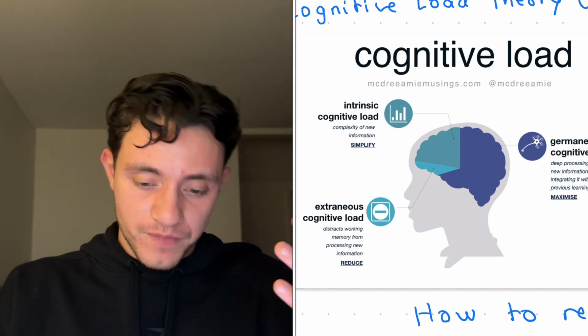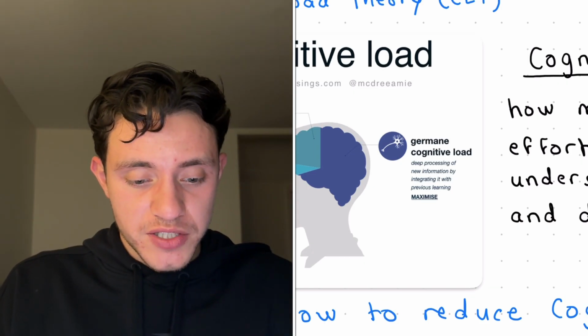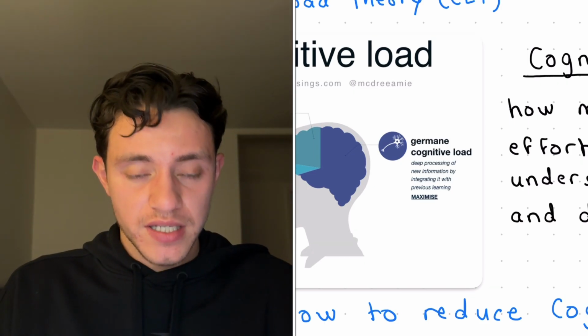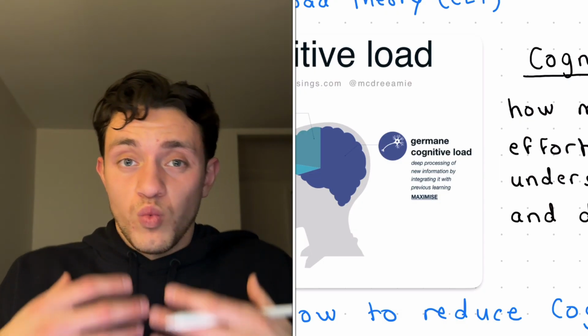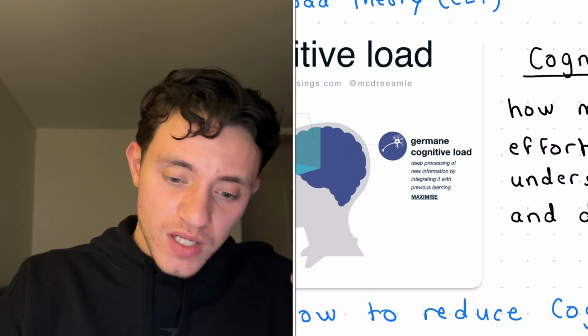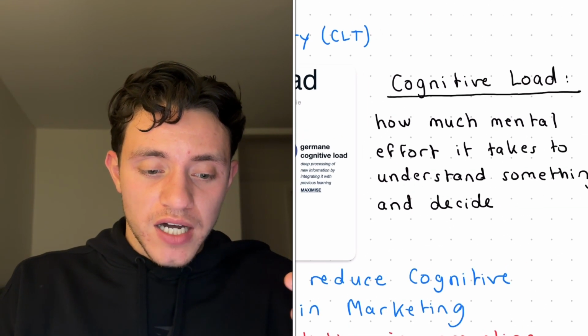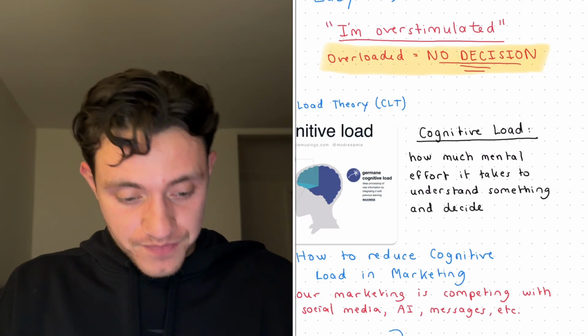And then the germane cognitive load is the deep processing of new information by integrating it with previous learning, which you want to maximize, because that helps people understand what you're selling, what you're marketing, and then they can easily make a decision. So again, the definition of cognitive load is how much mental effort it takes to understand something and then decide.